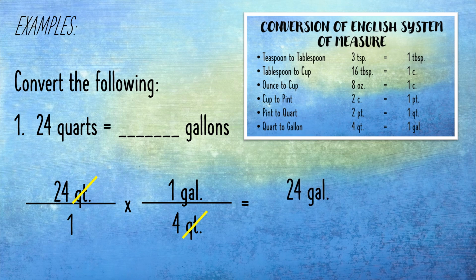24 times 1 gallon is equal to 24 gallons over 1 times 4 is 4. Next is to divide. 24 divided by 4 is 6. Therefore, 24 quarts is equal to 6 gallons.